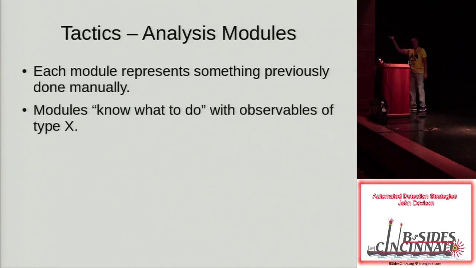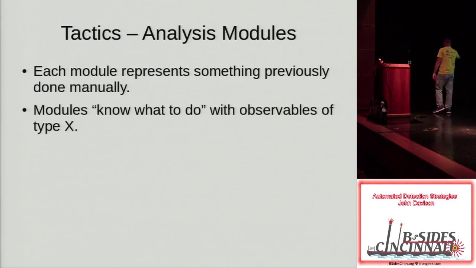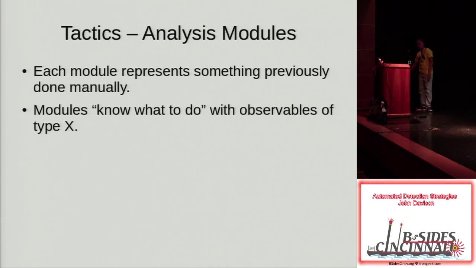Here's an observable, and it's of type IP address. And say, hey, I'm the PCAP extraction module guy. I know what to do with an IP address. I'm going to take that IP address and go to all of our sensors that are running NetSniff-NG, and I'm going to run tcpdump with a BPF filter set to this IP address, and I'm going to select only the files modified within like a 2-minute range. And I'm going to pull all that PCAP back, and here's an observable of type file.